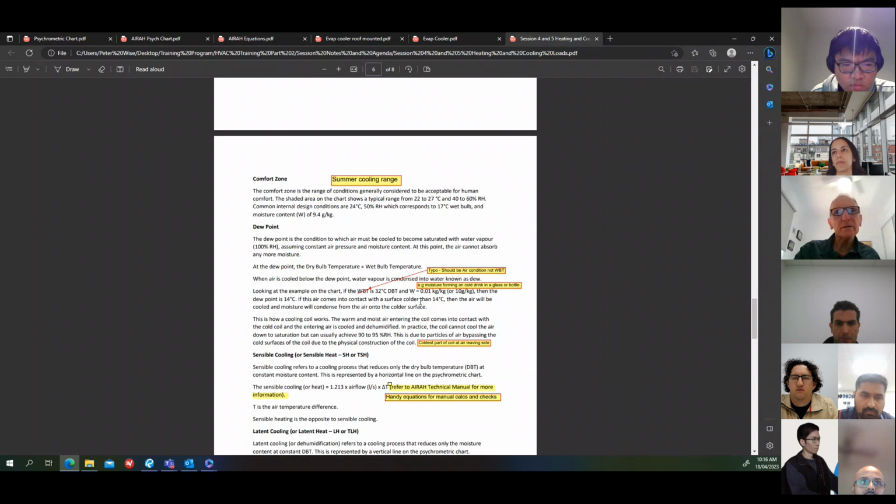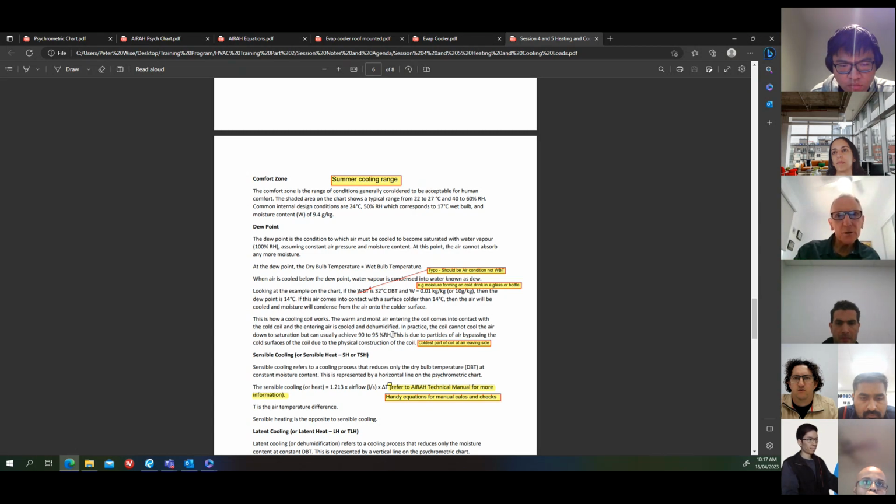So that was the example there on the chart. Air at 32 degrees and 10 grams per kilogram, the dew point is 14. And this is how a cooling coil works. The warm and moist air entering the coil comes into contact with the cold coil, and the entering air is cooled and dehumidified. In practice, the coil can't actually cool down to saturation. It's physically not possible, but it can usually achieve 90 to 95% RH.